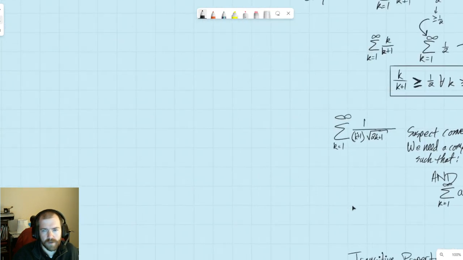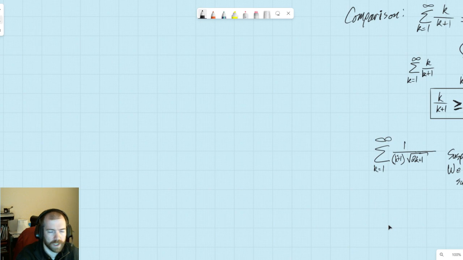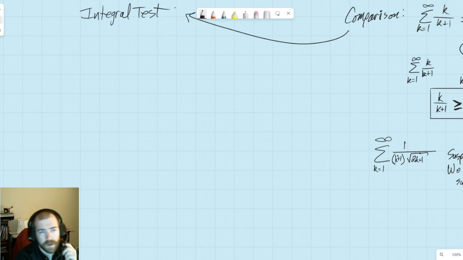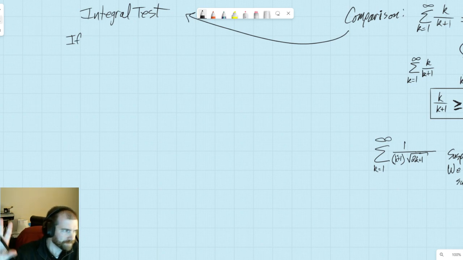Alright, now there is another one that is similarly related to this comparison series, which is going to be the integral test. We can use this to prove the p-series. So that's why I jumped to this instead.